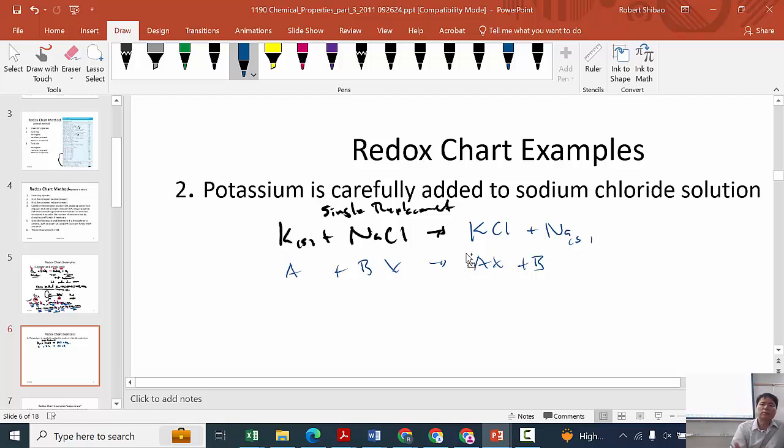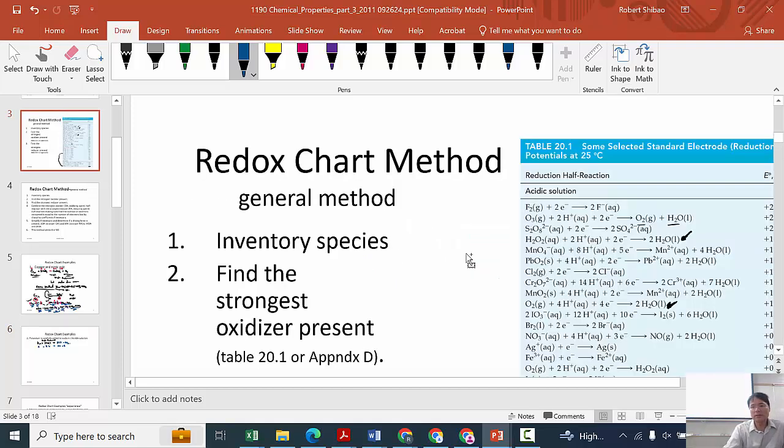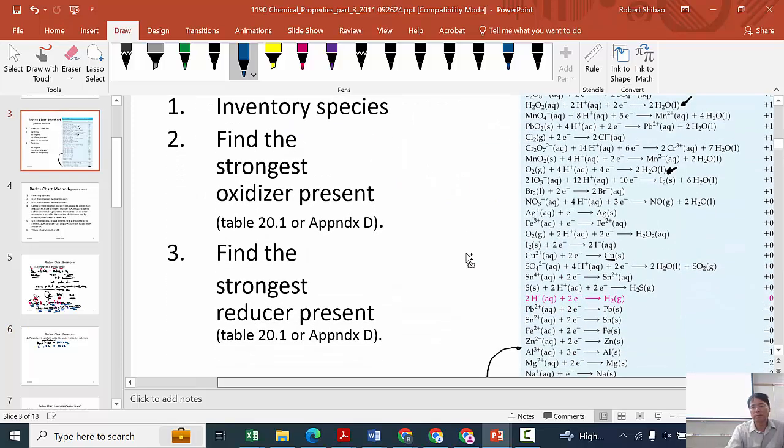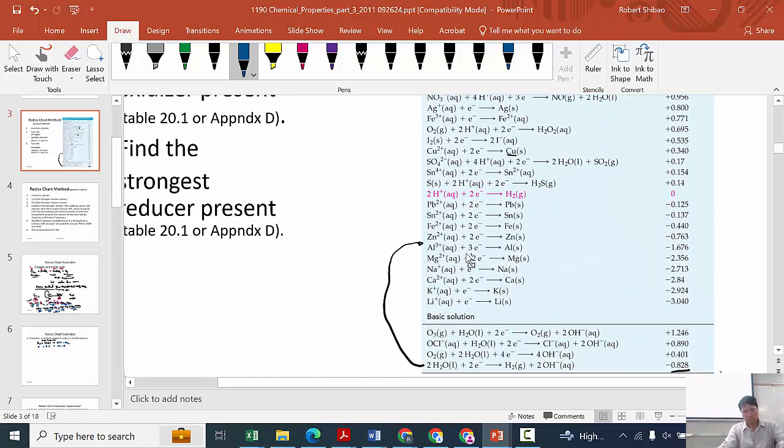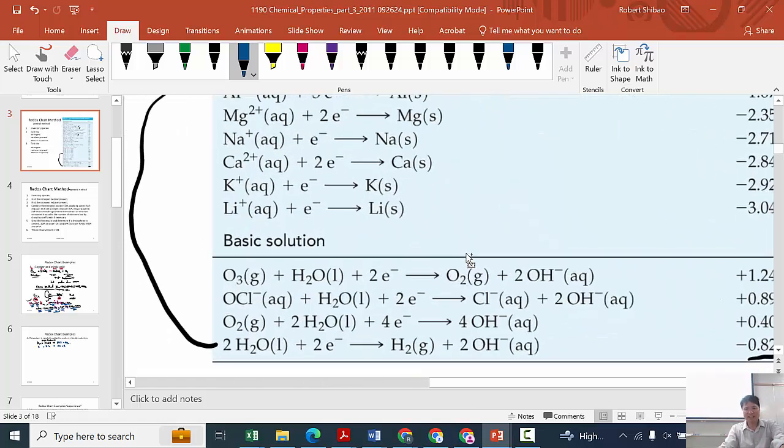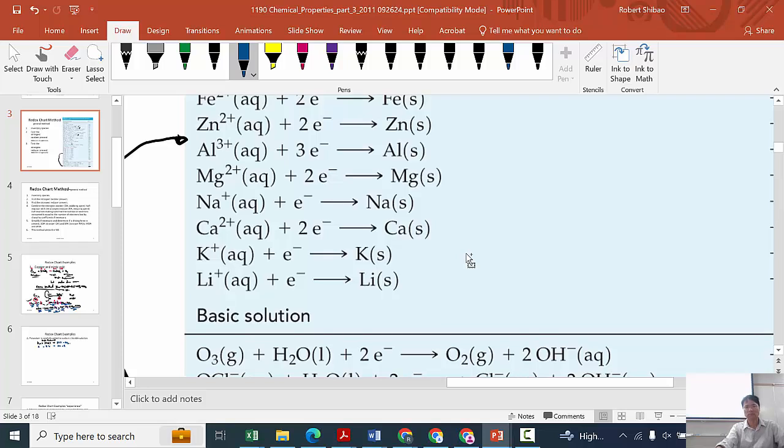And then for single replacement, we consult the activity series. The activity series is actually here, upside down. And so this is our upside down activity series. So we have lithium's the most active, and then potassium. So we're comparing potassium and sodium. Which one's more active? Potassium is more active than, not lithium, than sodium. Lithium's most active.